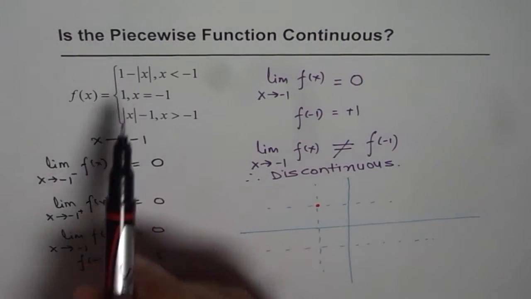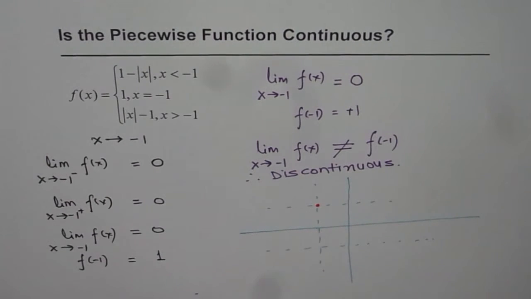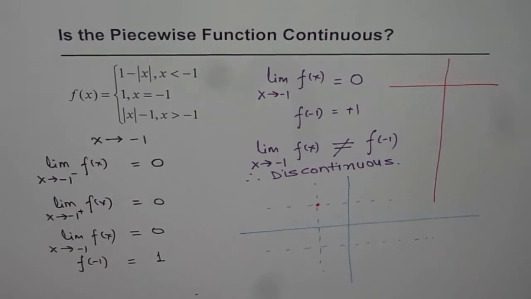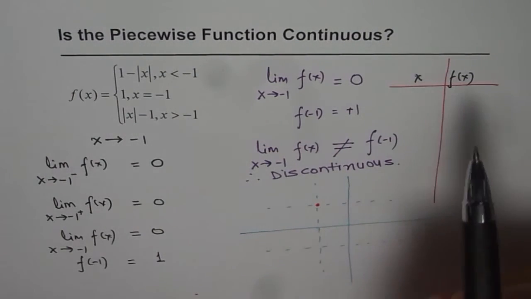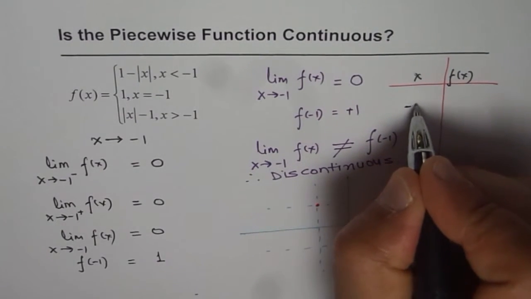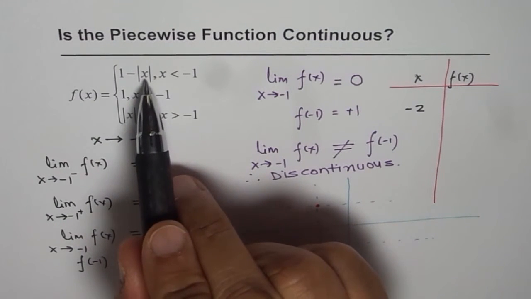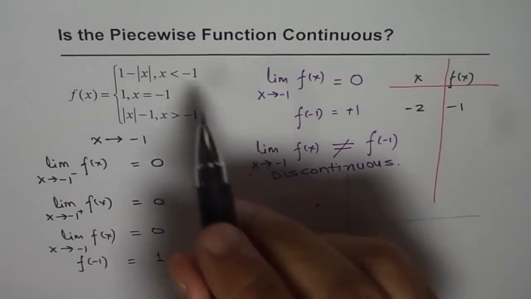Now let's see the first piece, which is 1 minus absolute x when x is less than -1. It's good practice to make a table of values, right? So it will help us to accurately draw the graph. We'll have x values and the value of the function. If I consider a point on the left side, let's say -2, the absolute value of -2 is 2, and 1 minus 2 is going to be -1.